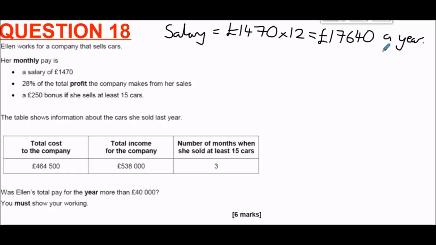Also though, she gets a bonus and a percentage from the total profit she makes. So going back to the ice cream question from earlier, just remember what profit is. Profit basically means money you bring in, which in this case is going to be the income, minus money that goes out, which is the cost to the company.